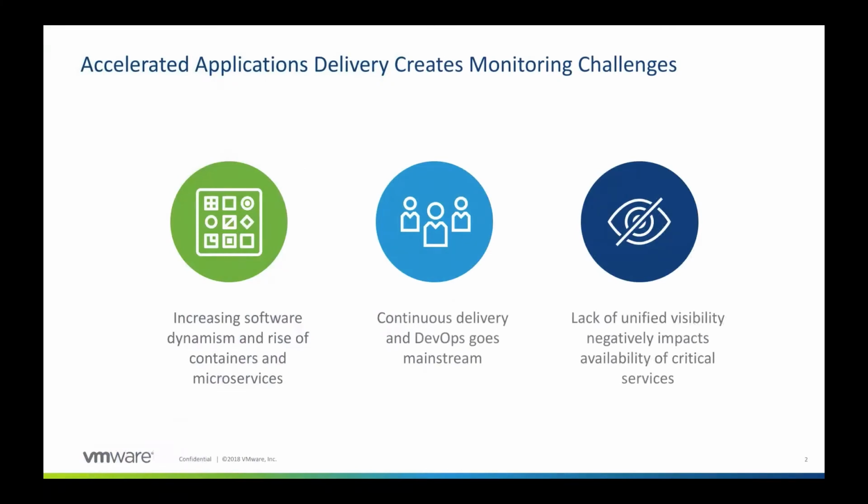As you can tell here, there are 3 key categories: increased software dynamism and the rise of containers and microservices, continuous delivery and DevOps goes mainstream, and lack of unified visibility negatively impacts availability of critical services. When I started in the IT realm a long time ago, everything was deploying a system or systems and an application or multiple applications, and then we would have a tool or 2 tools for monitoring systems and applications. With the rise of containers and microservices, we're not just talking about 100 metrics anymore, and I'm throwing that number out just as a baseline, 100 metrics per second or whatever. We're talking about thousands of metrics per second.